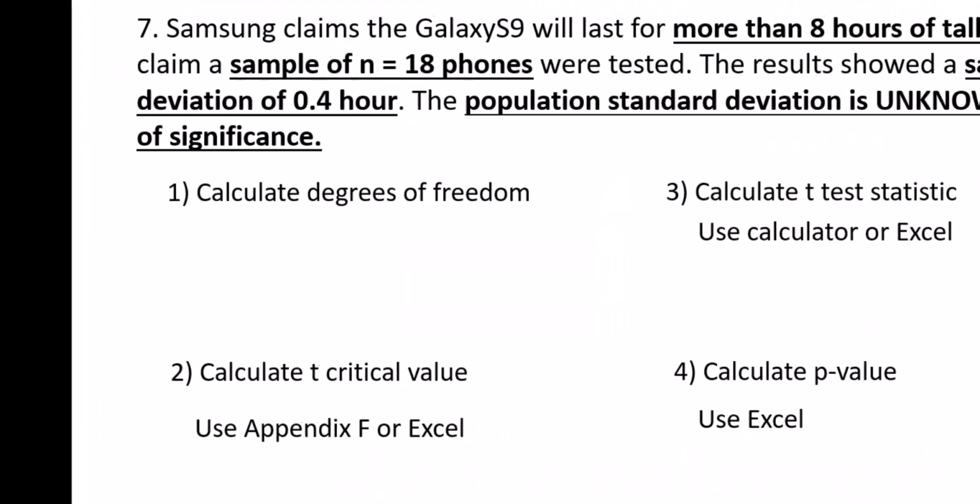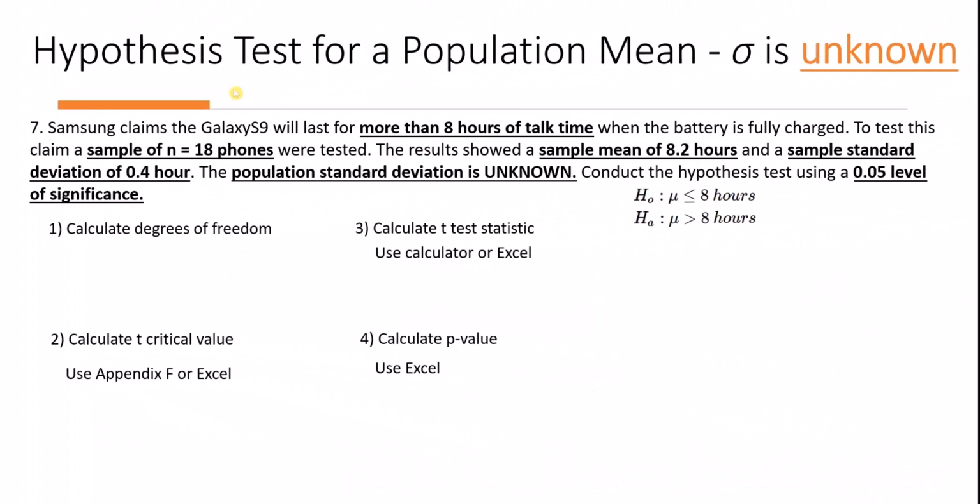Samsung claims the Galaxy S9 will last more than 8 hours of talk time when the battery is fully charged. To test this claim, a sample of 18 phones were tested. The results showed a sample mean of 8.2 hours and a sample standard deviation of 0.4 hours. The population standard deviation is unknown. So we know we're going to be working with our T distribution. Calculate the hypothesis test using a 0.05 level of significance.